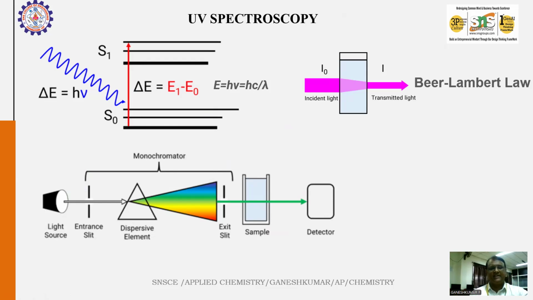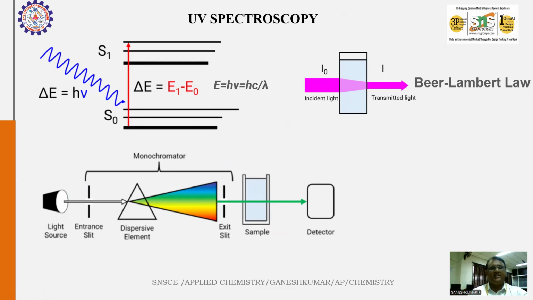When it enters the sample, which contains some electrons, the electrons absorb this energy, and the electrons get transited to the higher state. So it absorbs and gets transited to the higher state, that is S0 to S1. The energy difference between S0 and S1, we call it E1, E0. E1 is the excited state and E0 is the ground state. The difference between these two, we call delta E.